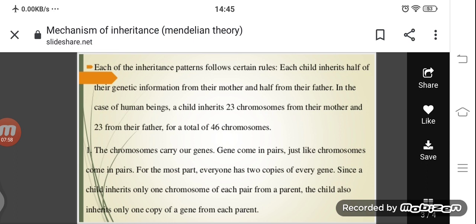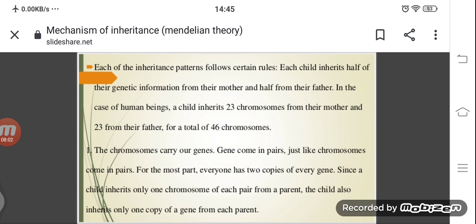Since a child inherits only one chromosome of each pair from a parent, the child also inherits only one copy of the gene from each parent. Only one copy from the mother, one copy from the father. They combine to form one pair in the child. That is rule number 1.